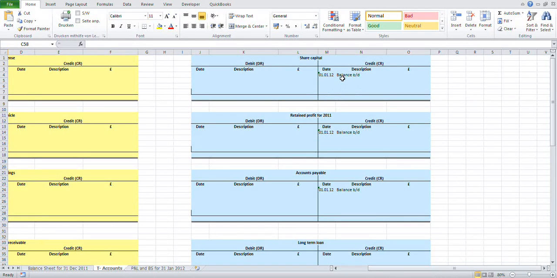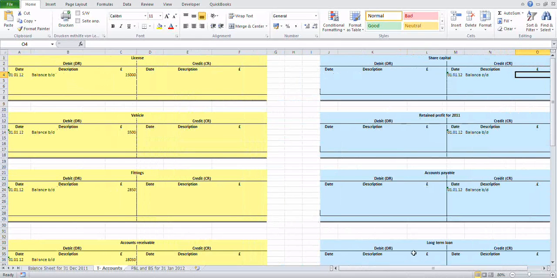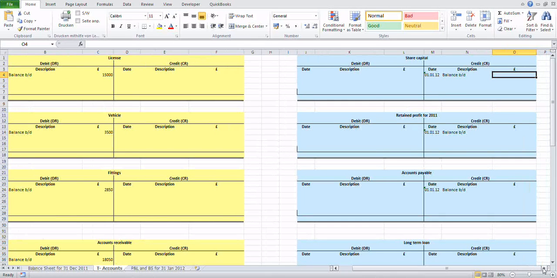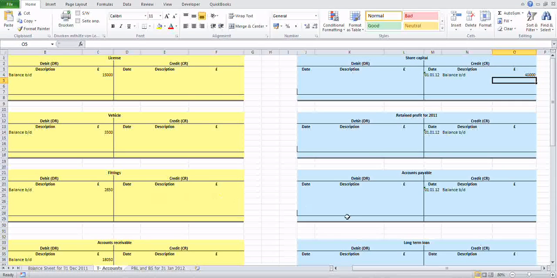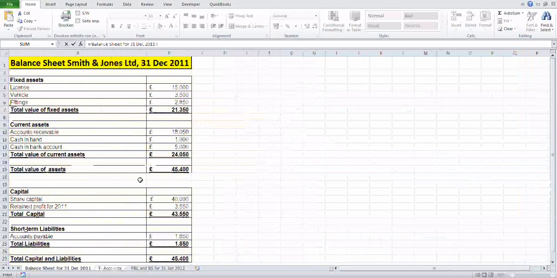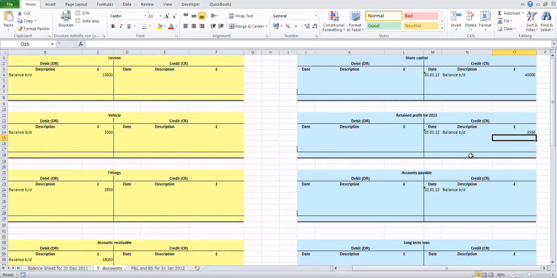Well, with the capital accounts, since they are on the opposite side of a balance sheet, they need to have an opening balance on the credit side, as opposed to, as we just saw, the debit side for asset accounts. The share capital, we just calculated with 40,000. Let's refer to it and use this as an opening balance. The retained profit for 2011 was 3,550.